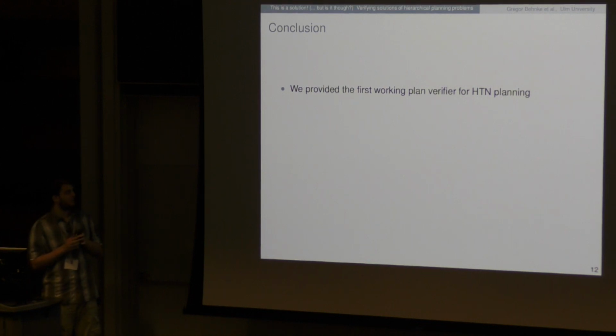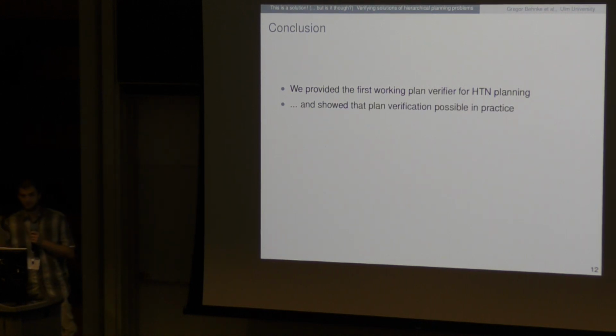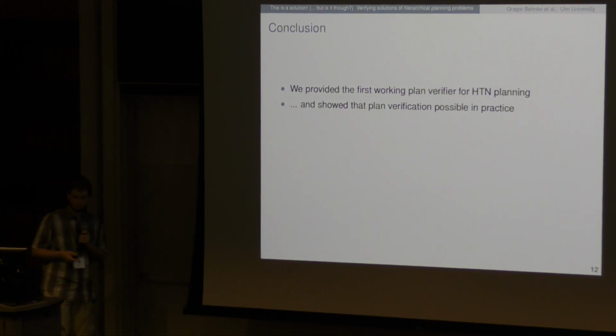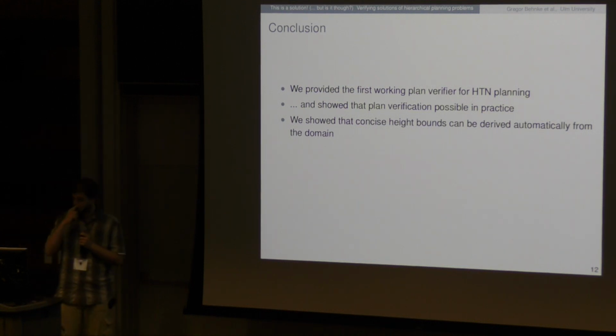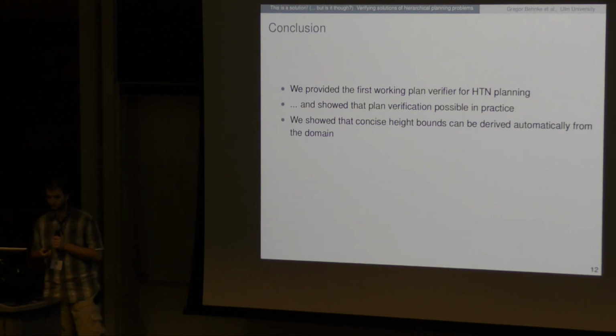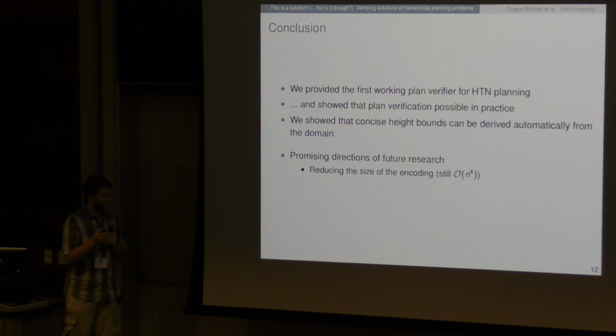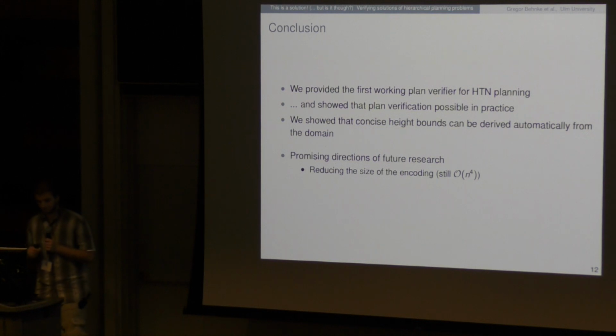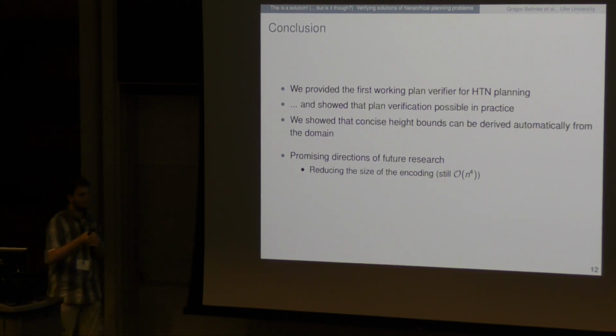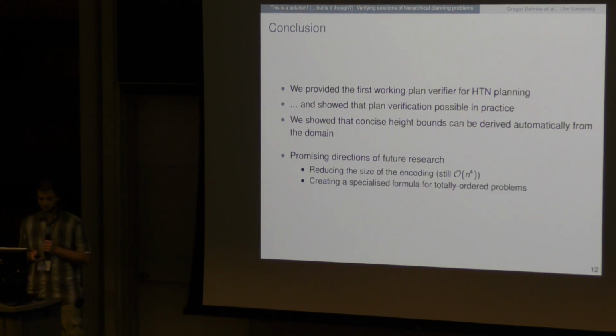So what we did, to sum up, was to provide the first working plan verifier for HTN planning, and showed that plan verification is actually possible in practice, as I've shown in the evaluation. And we showed that the necessary height bounds can be derived automatically and that they are actually very succinct in practice. And I think that this also provides a nice and promising direction for future research. First, we can aim at reducing the size of the formula, which is still bicubic in the length of the plan. So this might be an interesting way to look ahead.